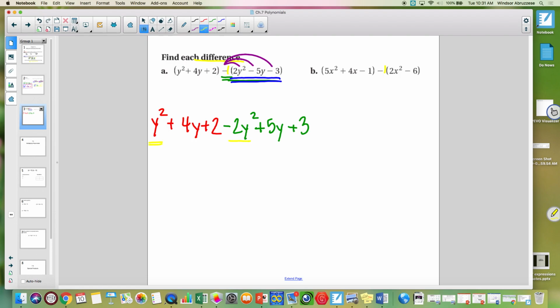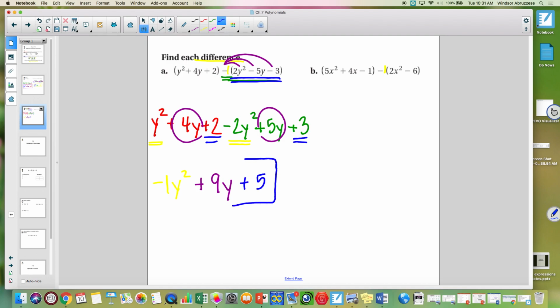Y squared minus 2y squared is negative 1y squared. 4y plus 5y is plus 9y. And 2 plus 3 is positive 5. Okay. Letter B. Again, there is a minus 1 here. So I have to distribute a negative 1 to everything in the second polynomial.